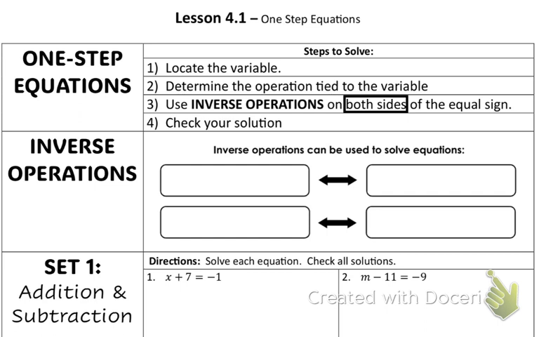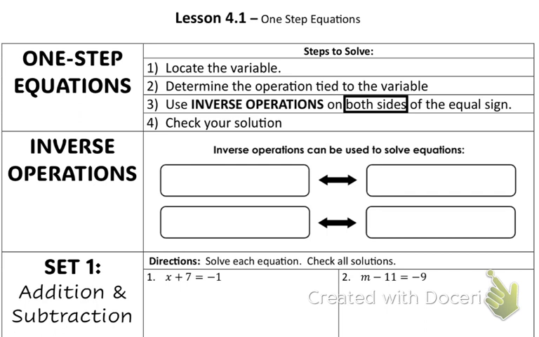Then we're going to determine the operation that's tied to that variable. That could be plus, minus, division, multiplication. We'll talk about square roots, squaring things. And then we're going to use something called the inverse operation. Your inverse operation is the opposite of what's happening to it.